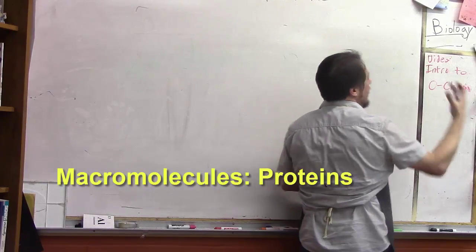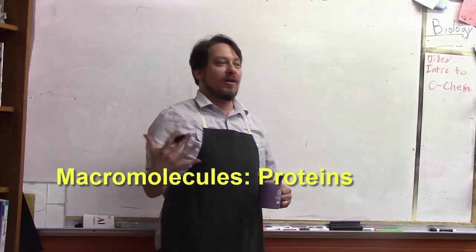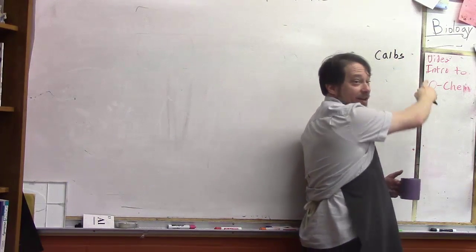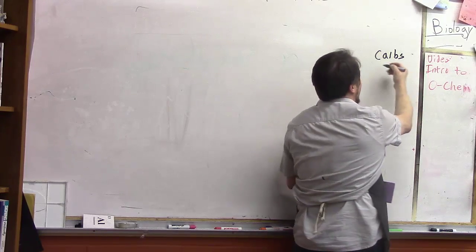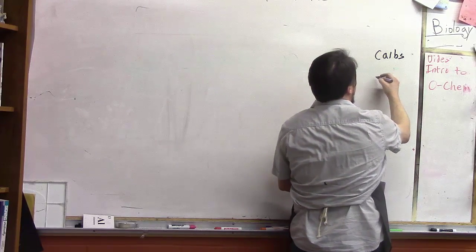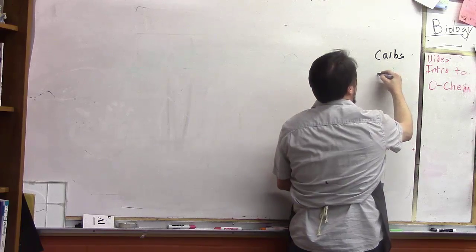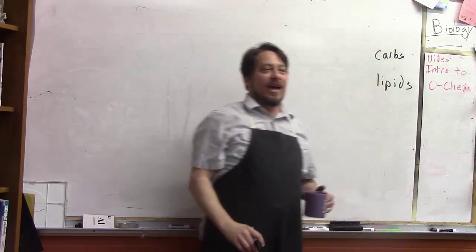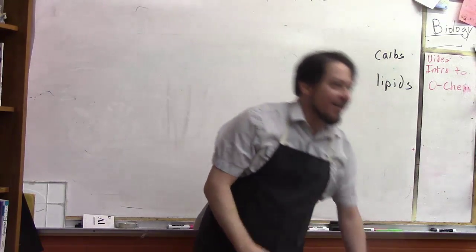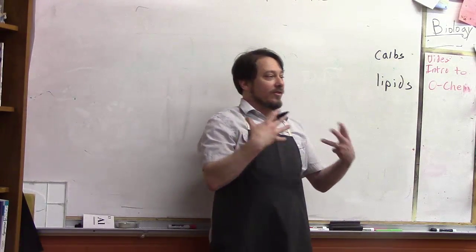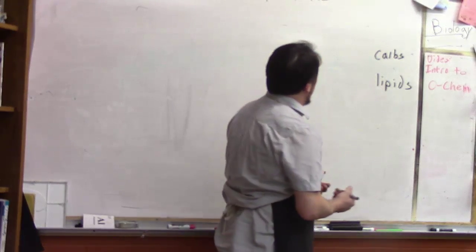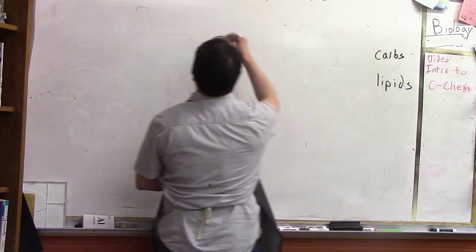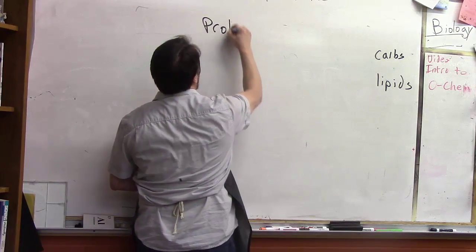Okay, so we are talking about our macromolecules. We did carbs and we did lipids, and what we're looking at is how we take monomers, small molecules, and put them together to make big molecules. In just a second, we're going to talk about proteins.